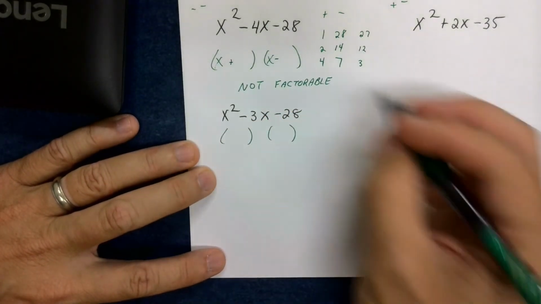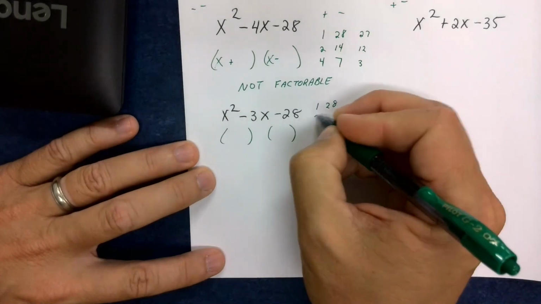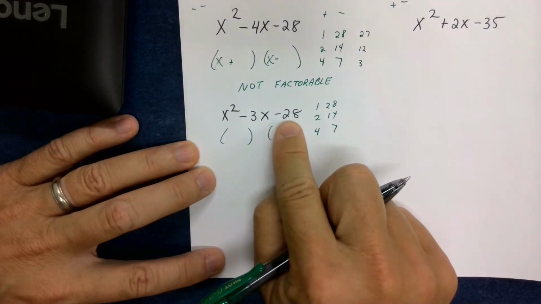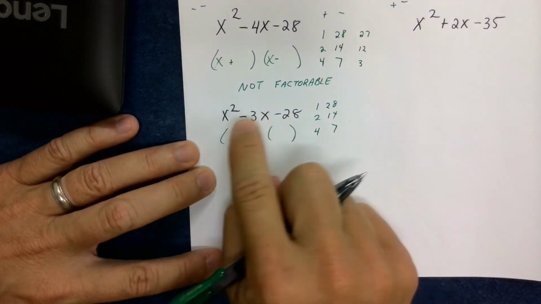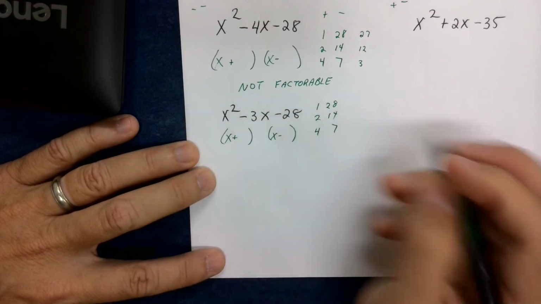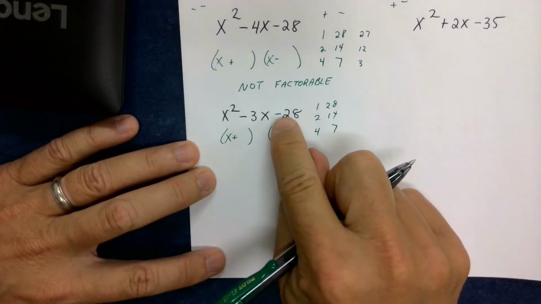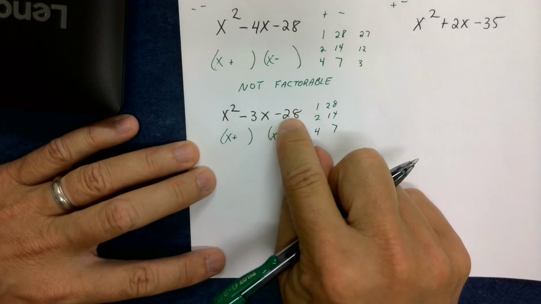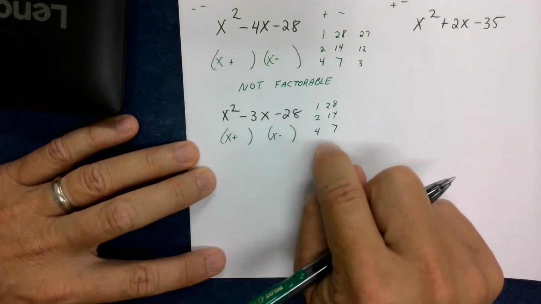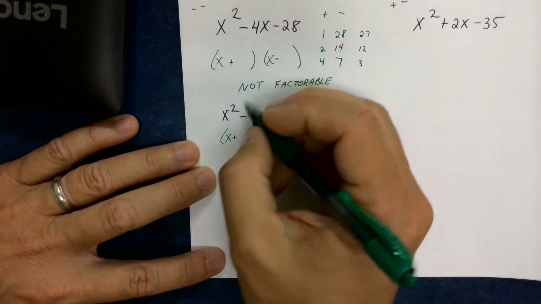Let me show you again here. 1 and 28, 2 and 14, 4 and 7, those are all the factors of 28. Because they're one of each sign, again, because one's positive and one's negative, and the reason one has to be positive and negative is because they multiply together to get a negative number, I need a difference of 3. So that's a difference of 27, difference of 12, that's a difference of 3.